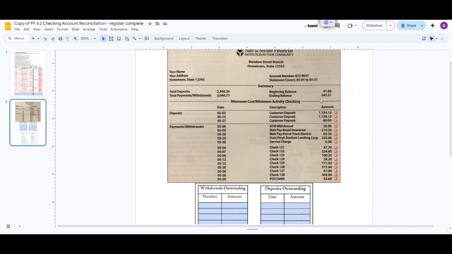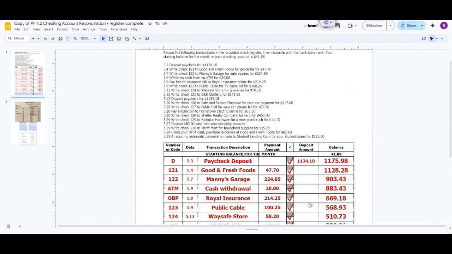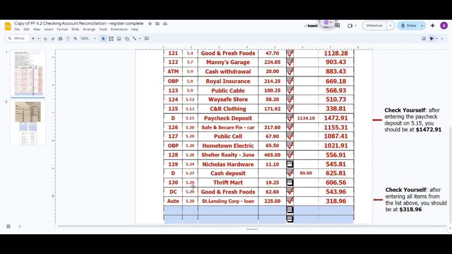And then we get to the end of the month, we've got our bank statement, okay, and it says that we have 343.31. Obviously, those two numbers are not the same. 343.31 is not the same as 318.96. They're in disagreement. We need to get them to agree. We need to make them come together and reconcile that.